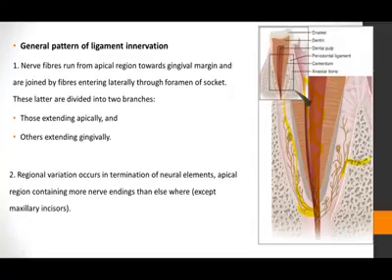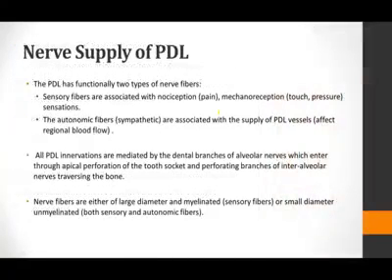These perforating nerves that are entering into the PDL from within the alveolar bone could follow two directions. They could go in the apical direction, or they could go in the gingival direction. ये दो directions हो सकती हैं इसकी. So basically this is what I was just talking about.